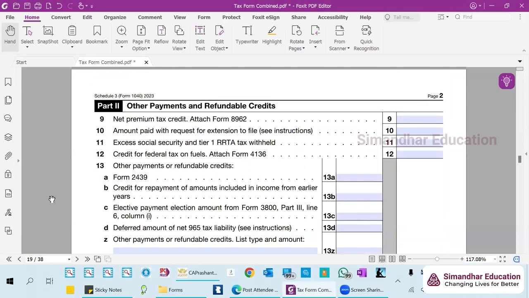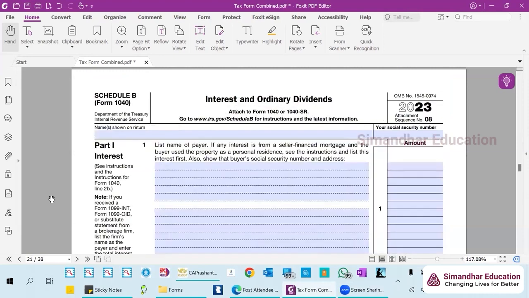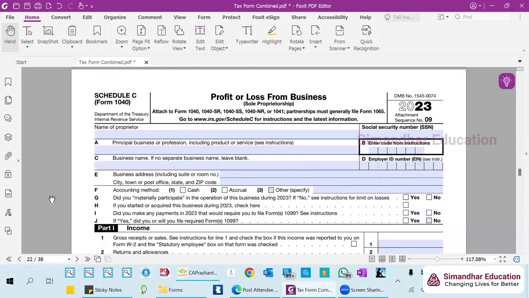Schedule C, if I'm a sole proprietor. I'm an individual, right? Then I have to file something related to business. When I want to calculate what income I have from business, I do it using my schedule C.